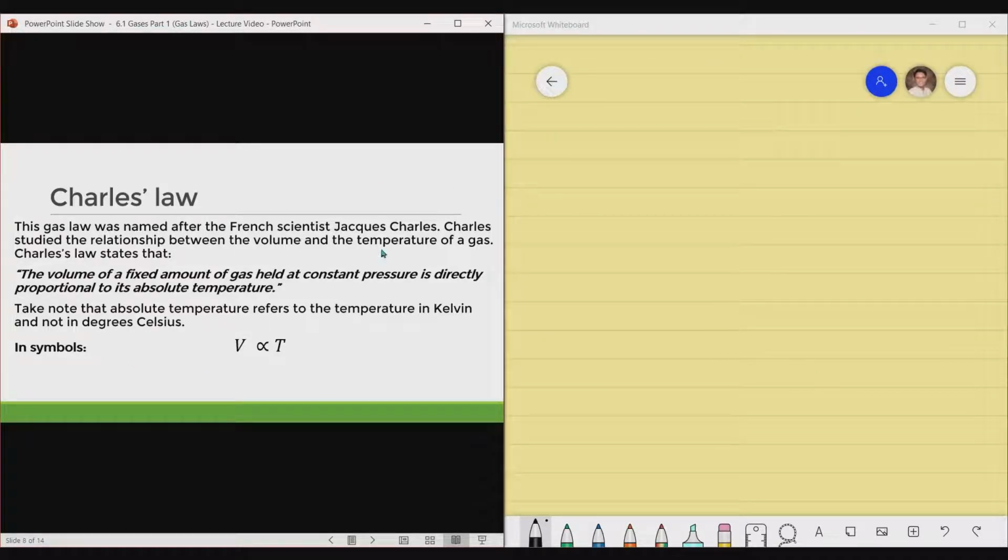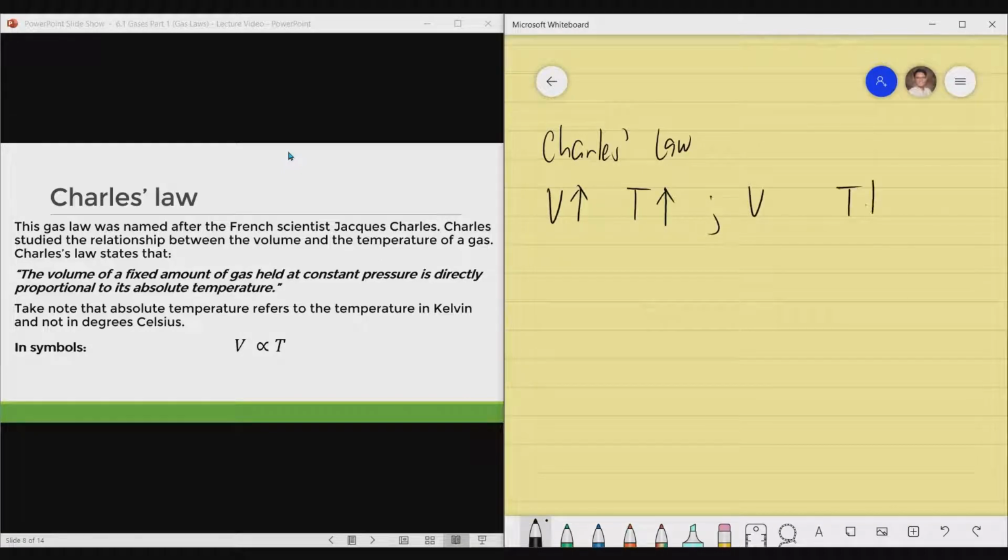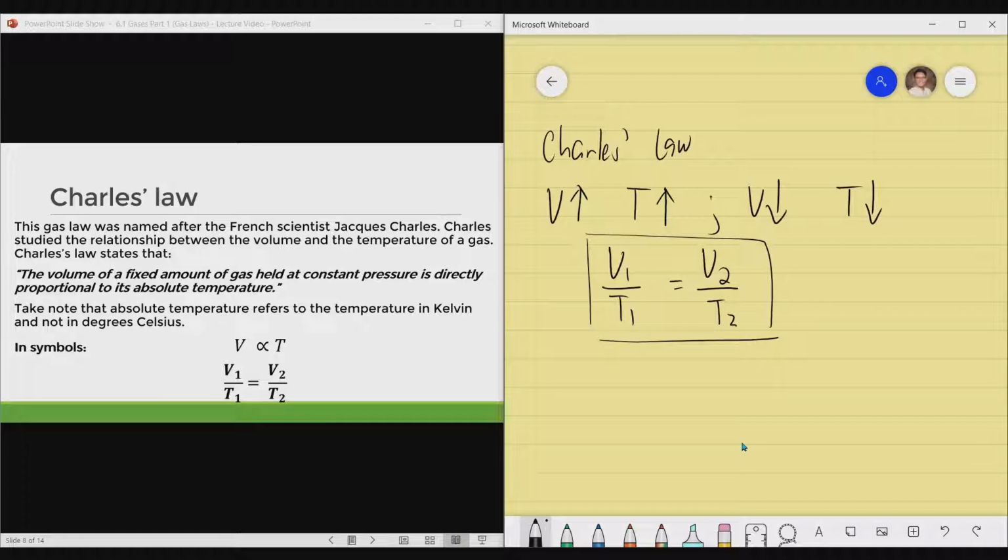Alright, let me just reiterate what the slide would like to tell us. Charles' law tells us the relationship between volume and temperature. Since volume and temperature are directly proportional, when temperature increases, your volume also increases. And on the other hand, when temperature decreases, your volume also decreases. So therefore, directly proportional. In terms of equation, Charles' law has the equation V1 over T1 is equal to V2 over T2. So this will be our main equation for Charles' law.